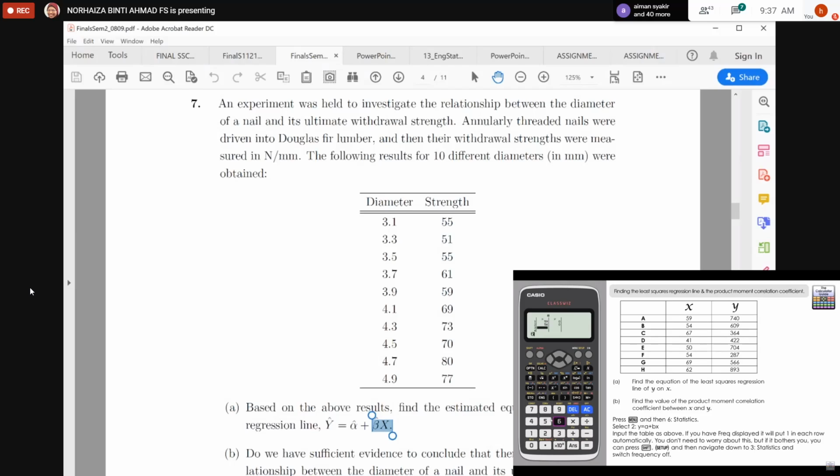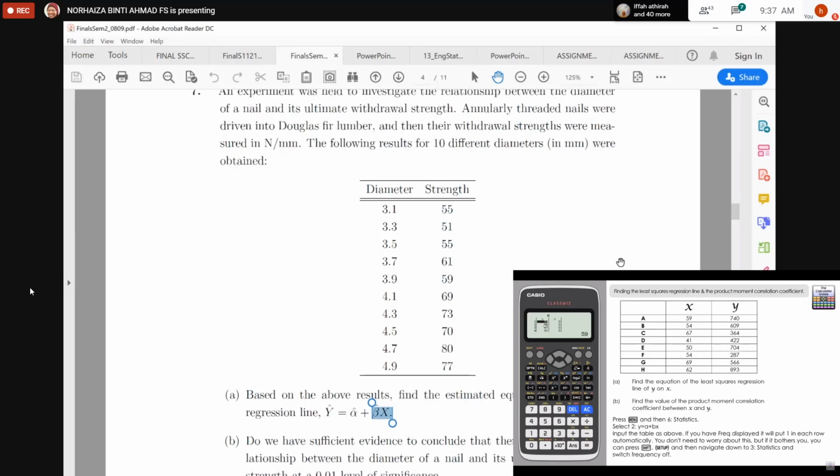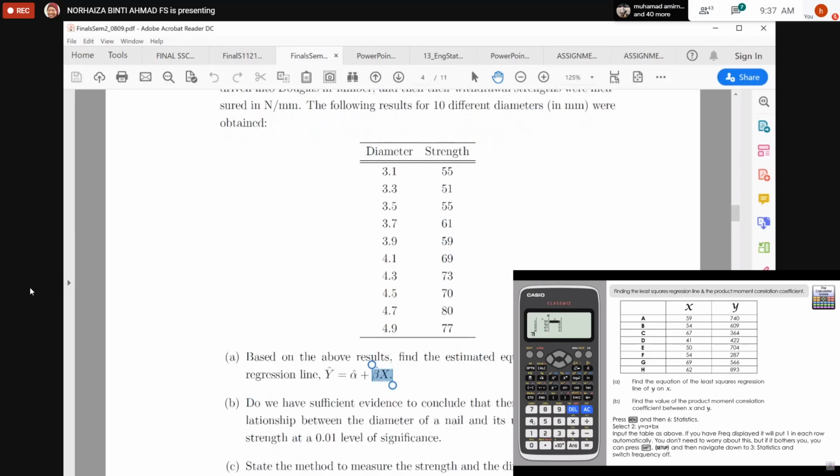Okay, so sometimes the question will ask for the estimated fitted line, or the estimated fitted model. Okay, right. So basically that's it.